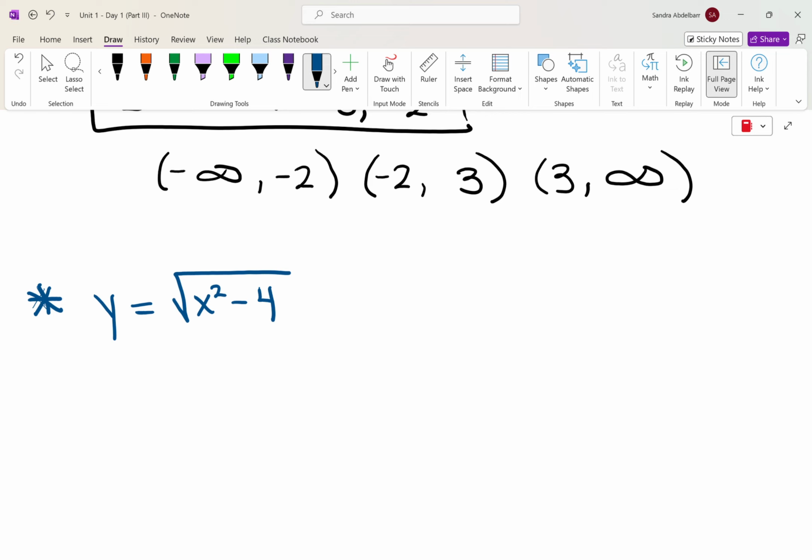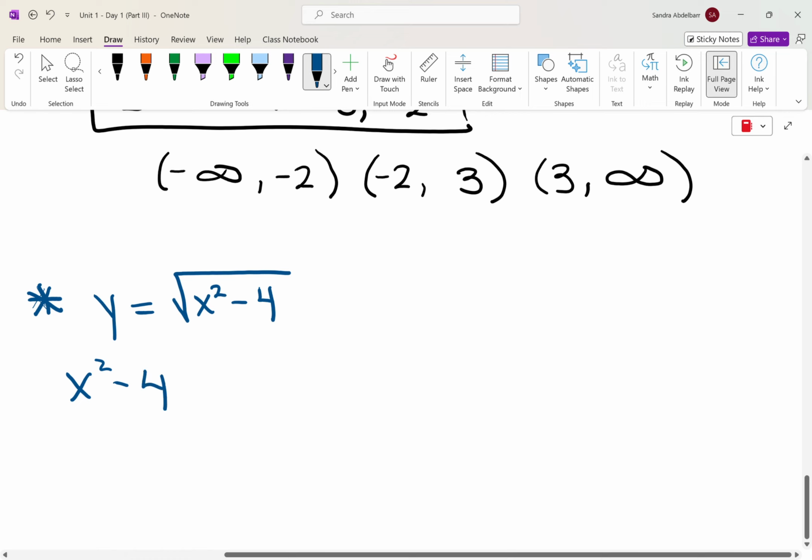We definitely know this is restricted. We know it's restricted because we have a radical and we have a variable underneath the radical. So in this restriction, what do we say to do? We say take the variable expression. So we're going to take the variable expression.